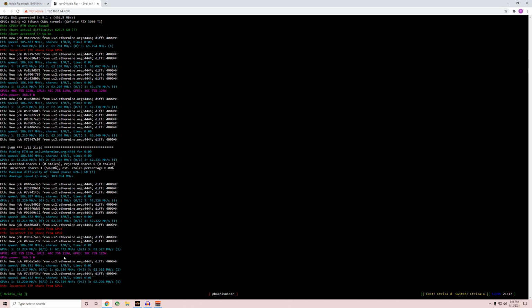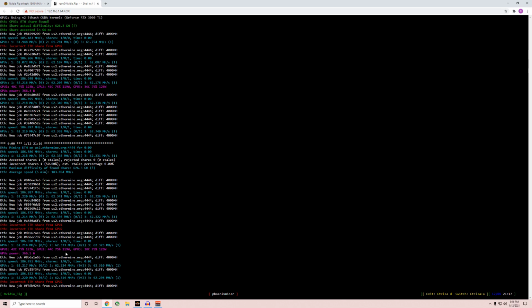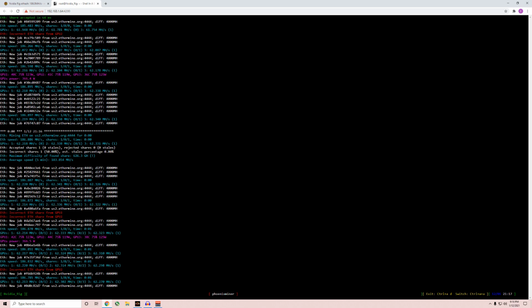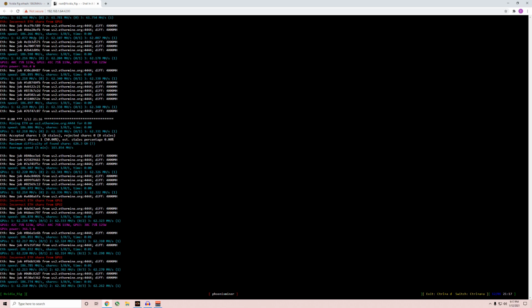If you're getting incorrect shares and you think it's your overclock settings, and you keep doing everything you can, beating your head on the wall, it's not the overclock settings. At least not for now. So there's PhoenixMiner, incorrect shares.